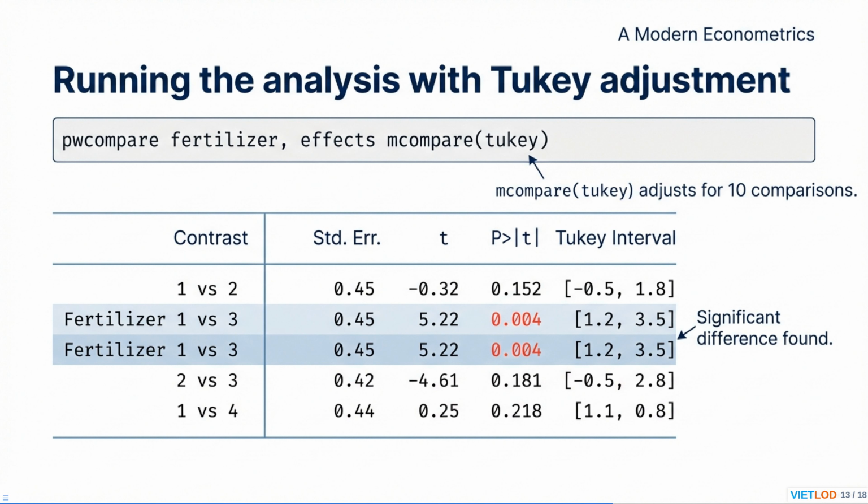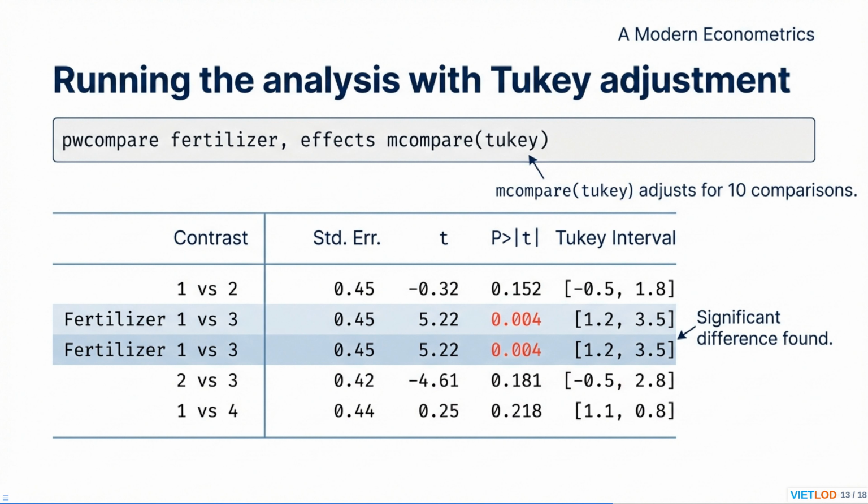Now, let's see the practical application in Stata. We use the command pwcompare fertilizer, adding the effects option to display the detailed table, and mcompare tukey to handle the multiple comparisons penalty. This specific option automatically adjusts our p-values for all 10 possible pairs in the background. In the results table, the P>t column provides these adjusted p-values.